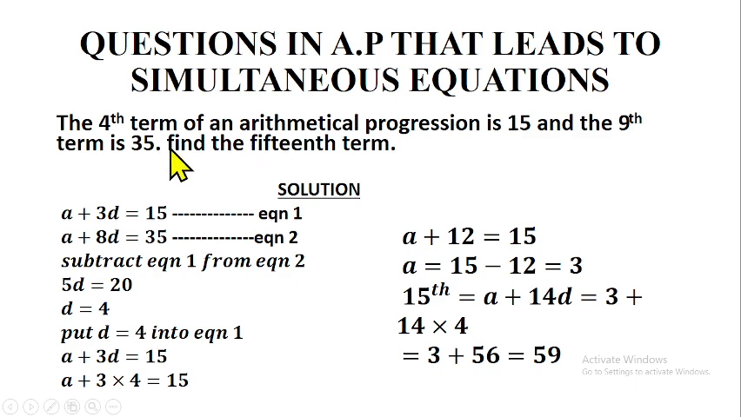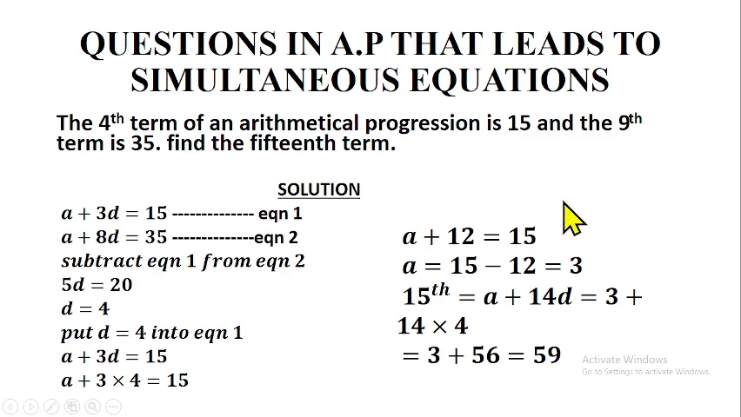But in this case, they ask us to find the 15th term of the arithmetic progression. If I ask you what is the 15th term of an AP, that should be A plus 14D. So we know our A, we know our D now, so we can find that. A is 3 plus 14 times 4. 14 times 4 is 56, plus 3 gives us 59. So that means the 15th term of that sequence is 59.